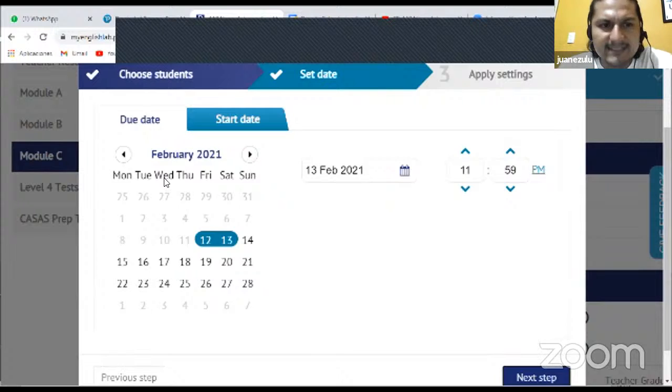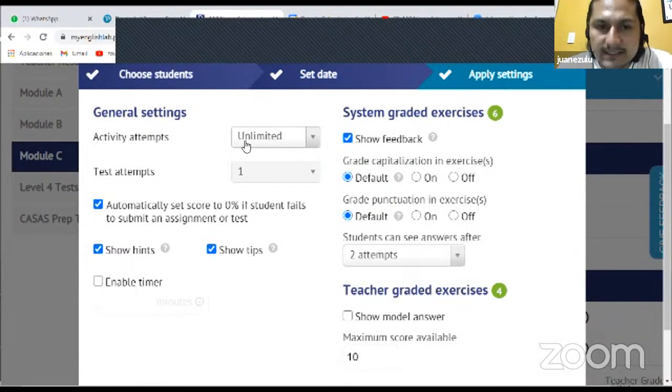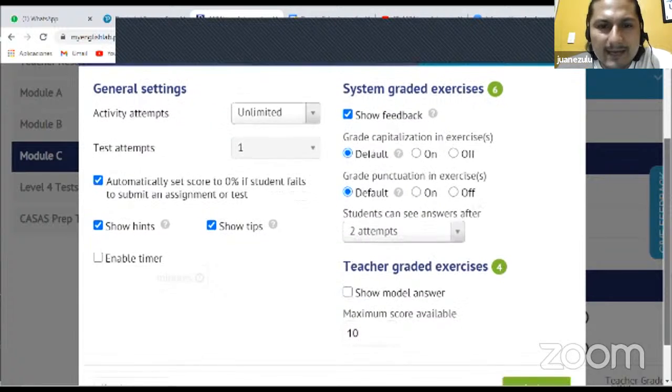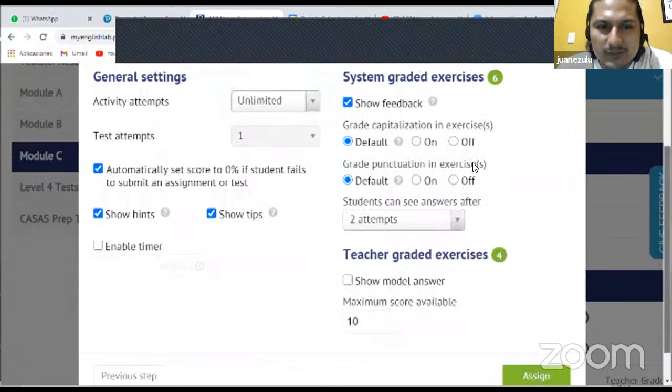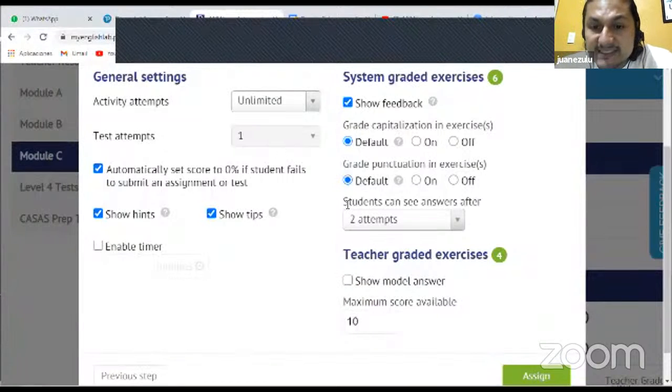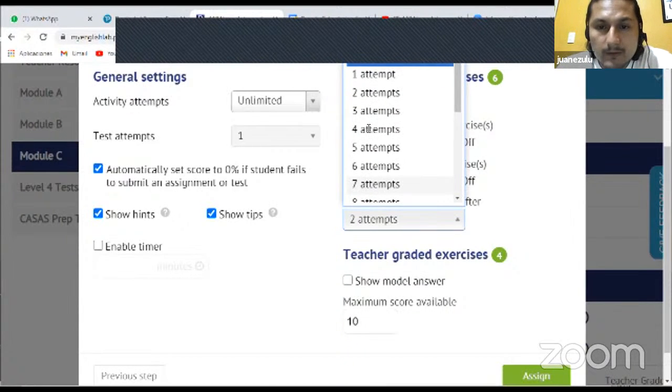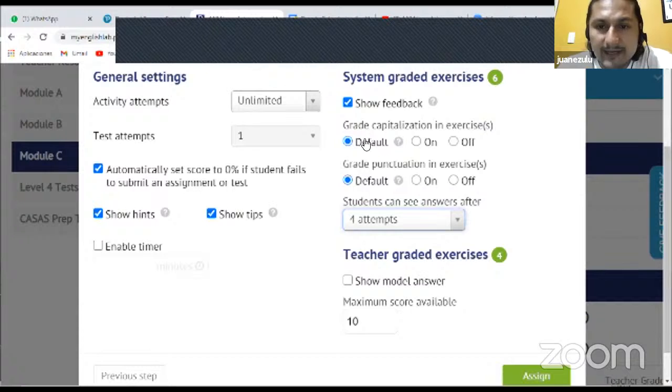Okay, so activity attempts unlimited. Here we have a test attempt. We do not have a test right now, so that should not apply. So students can see answers after how many attempts? Let's make it 4. Okay, feedback, grade capitalization.